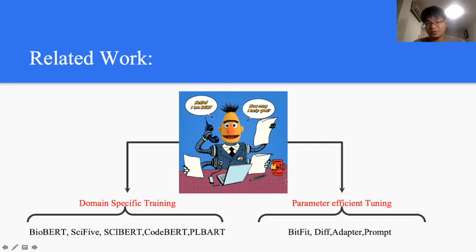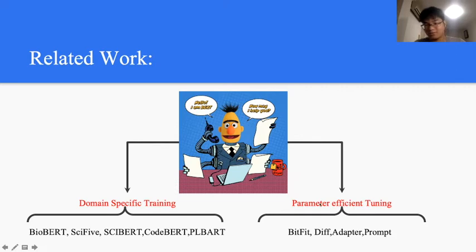About the related work, here we mainly investigate two types of related works. The first one is domain-specific training. Usually, pre-trained language models can achieve considerable performance improvement by just doing continued pre-training on a large domain-specific corpus. Later, pre-trained language models can achieve much higher performance by training from those domain-specific model checkpoints. There are several famous domain-specific pre-trained language models in recent years, like BioBERT, SciBERT, and so on.